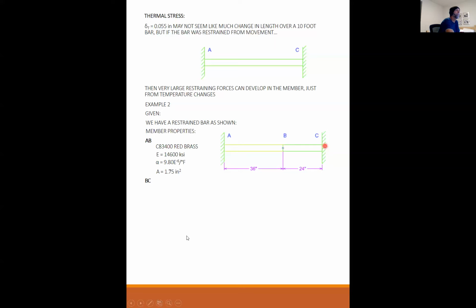From B to C, I have 2014-T6 aluminum. Modulus is 10,600 ksi, and alpha is 12.80 e to the minus 6 per degree Fahrenheit. Area is the same, 1.75 inches squared. T1, the original temperature, is 50 degrees. T2 is 120 degrees. What is the induced force in this rod due to thermal expansion? Or I should actually say restrained thermal expansion.